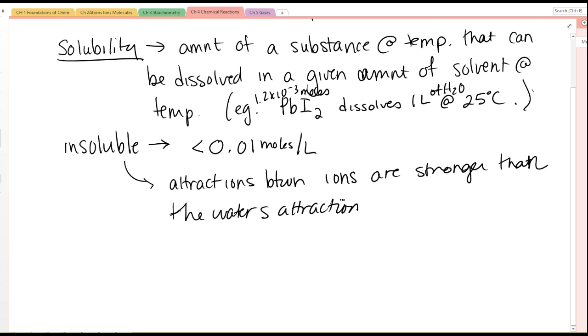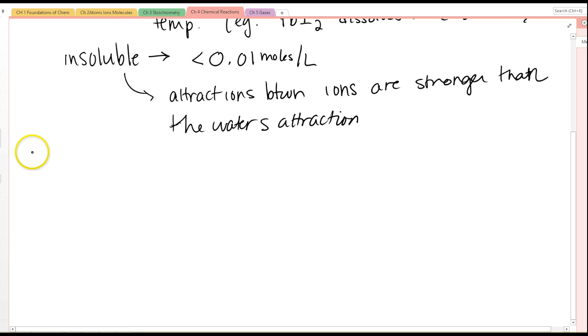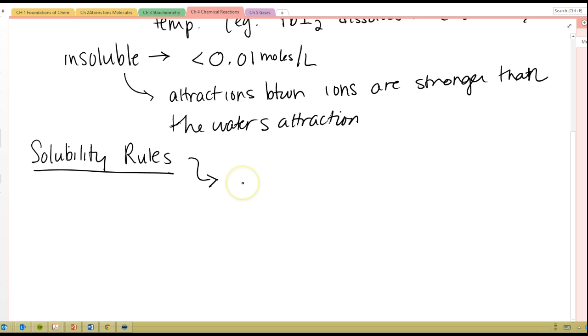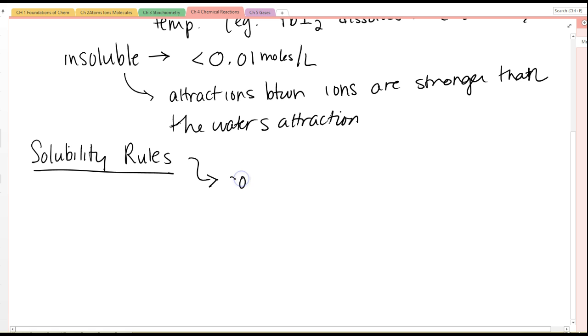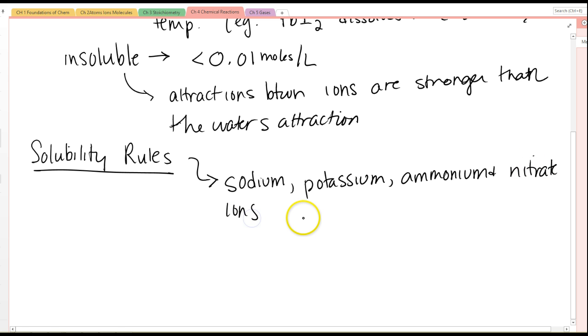Okay, so there are some rules that you'll need to know for the AP, and there's really only one solubility rule you need to know for the AP. There are other rules, but this is the only one the AP expects you to know without being able to look it up, and that is that compounds made from sodium, potassium, ammonium, and nitrate ions are all soluble in water.